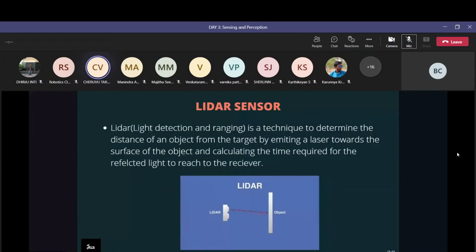Next is the LiDAR sensor. LiDAR stands for light detection and ranging. It's a well-known sensor, obviously, we know it very well, because it's a technique to determine the distance between an object and the target by emitting a laser towards the surface.